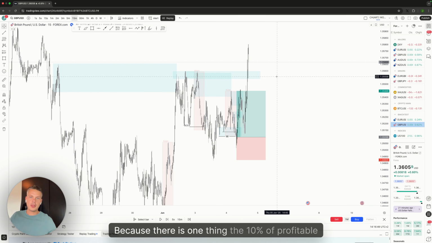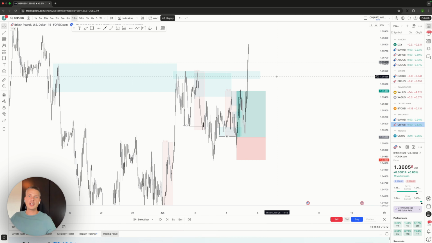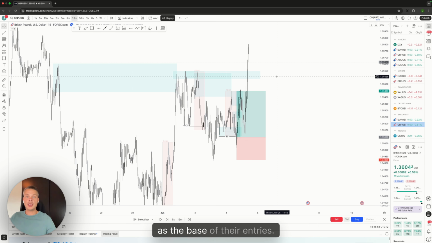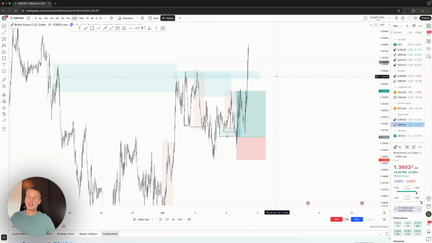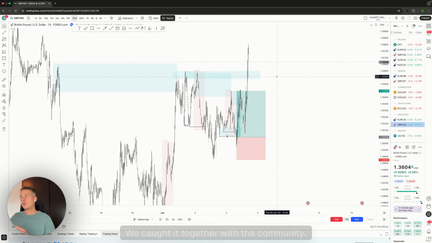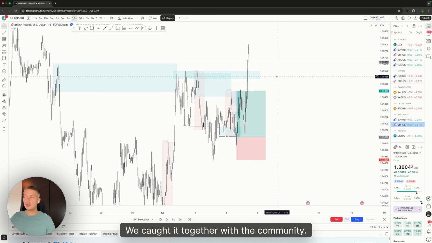Because there's one thing the 10% of profitable traders have in common: they understand where other traders get in, and they use liquidity as the base of their entries. And it could be ICT, it could be SMC, it could be whatever strategy. I'm not here to bash any strategy. Any strategy can be profitable, but this stuff works time and time again. So beautiful trade. We caught it together with the community.